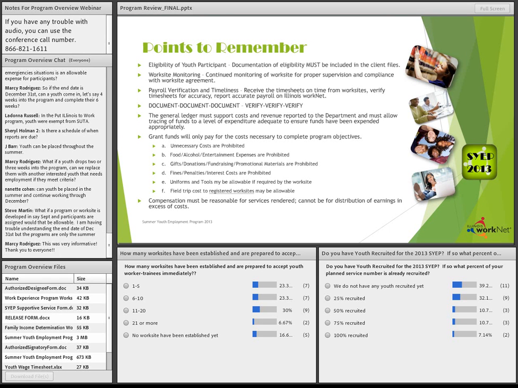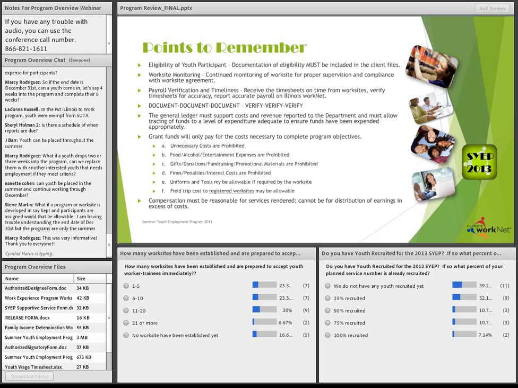But the points that we need to remember from today's presentation are eligibility of youth participant, document, document, document, worksite monitoring, continue to monitor for proper supervision and compliance of your work sites, payroll verification and timeliness. Please make sure that you are uploading in a timely fashion and review the timesheets for accuracy before you report it. Document, document, document, verify, verify, verify.